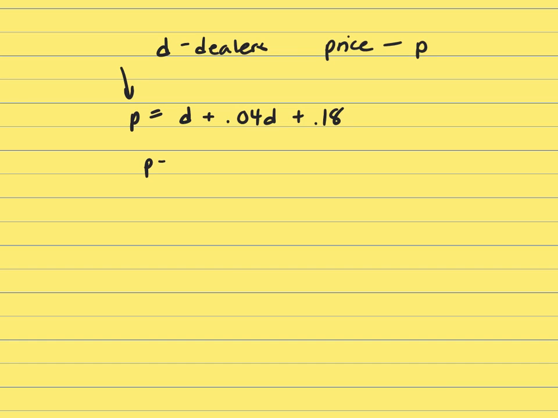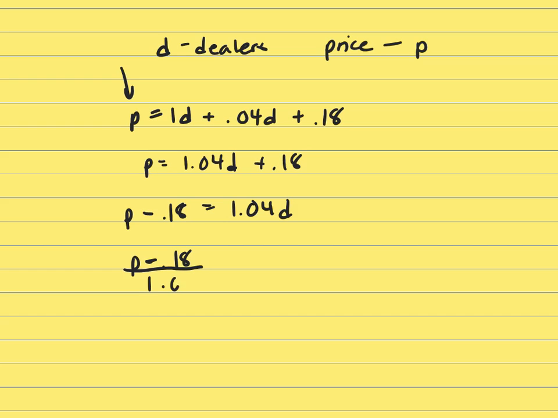So I've got P equals 1.04D, because it's understood to be a 1 there, plus 0.18. So that's P minus 0.18. I am isolating the variable D. And now I need to divide both sides by 1.04. So (P minus 0.18) over 1.04 equals D. Now, is that an answer given? Yes, that's answer D.